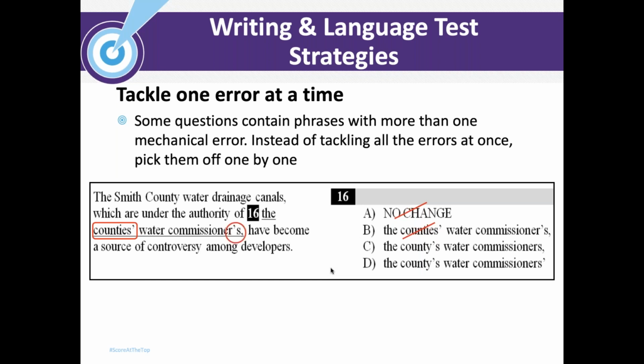Now I'll look at commissioner's, apostrophe S. Am I talking about a plural? Am I talking about a singular possessive noun? Well, answer choice D doesn't make any sense here. So now, by tackling one error at a time, I've solved it. I know I'm talking about one county, apostrophe S, and I'm talking about a bunch of commissioners, not a singular possessive. Therefore, I can confidently choose answer choice C.